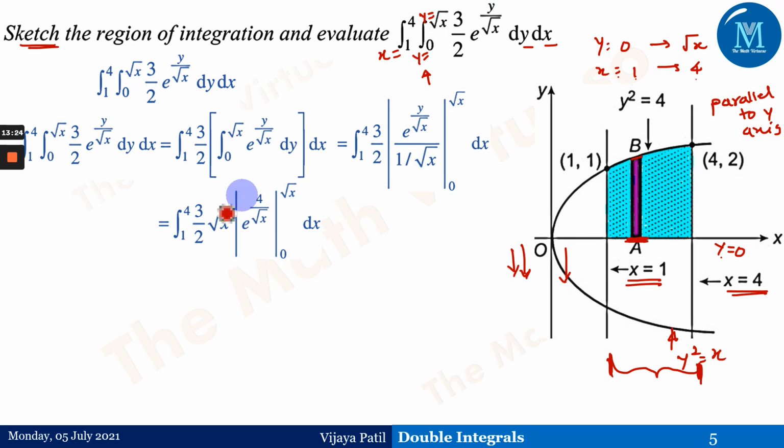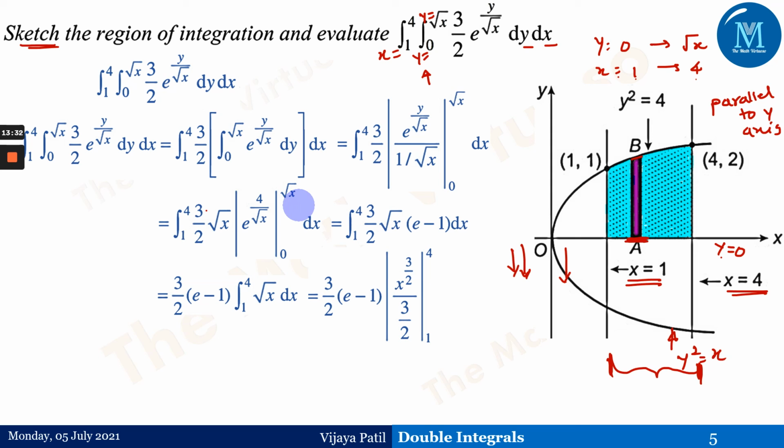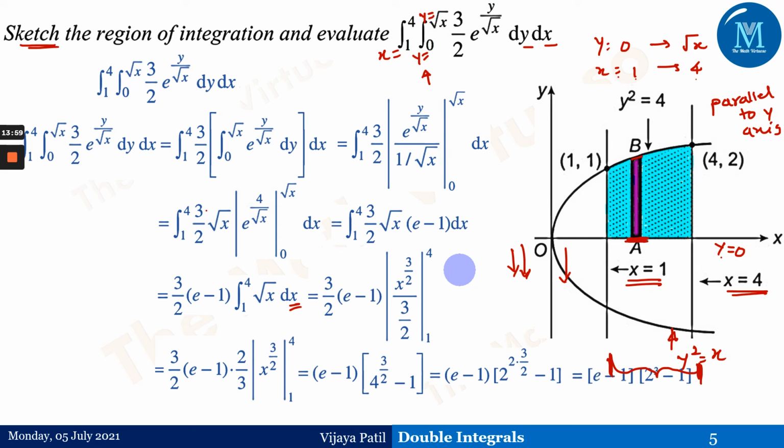And therefore, this is equal to 3 by 2 square root of x, e to the power 4 upon square root of x, which is again the same thing we have done till now. It's the same thing we have done, right? Because it's a very simple integral we have to deal with. So this is 3 by 2 (e minus 1), integration from 1 to 4 of square root of x dx, which is 3 by 2 (e minus 1) times, because we have to deal with respect to the x variable, square root of x, that means x to the power 1 by 2 plus 1, that is x to the power 3 by 2 upon 3 by 2. Again the limit is from 1 to 4, and we'll be getting the answer like this.